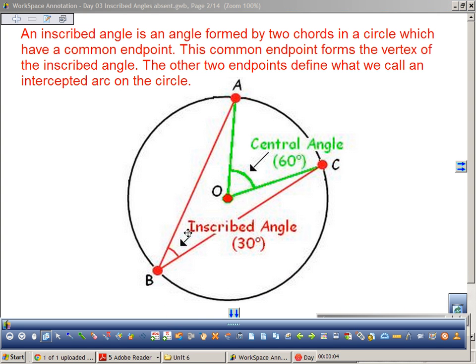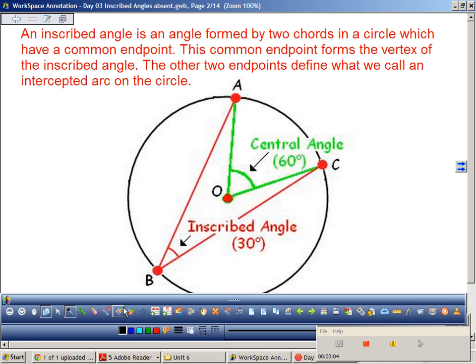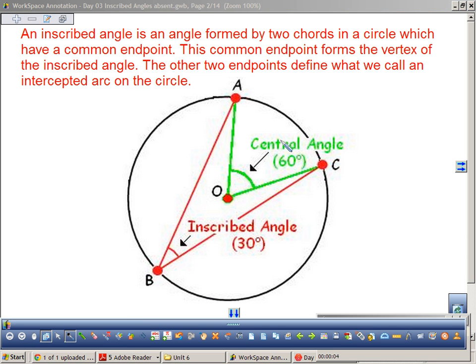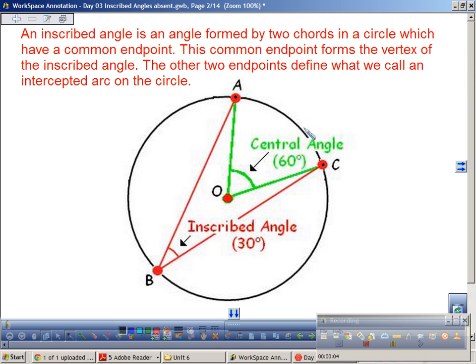So today we're going to talk about an inscribed angle. Yesterday we talked about a central angle. And the central angle, the vertex of the angle is at the center. That's why we call it the central angle. And then we also found out yesterday that the central angle also has an intercepted arc. The intercepted arc has a measure that is equal to the central angle. So the measure of the intercepted arc is also 60 degrees.